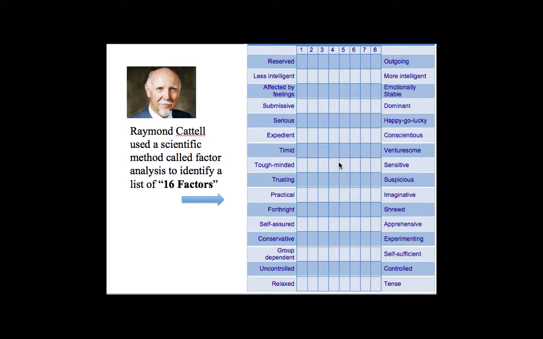So trusting, suspicious, practical to imaginative, forthright to shrewd, self-assured to apprehensive, conservative to experimenting, group-dependent versus self-sufficient, uncontrolled versus controlled, relaxed versus tense. Okay, so looking into the history of why and how these were narrowed down to this particular group is really important and very fun. And looking into that is one of the options, as well as our parts for your assignment and discussion.